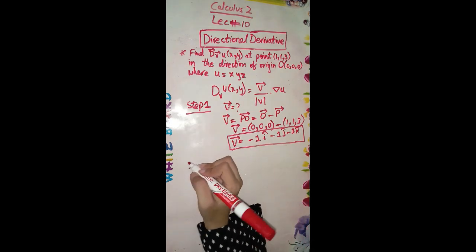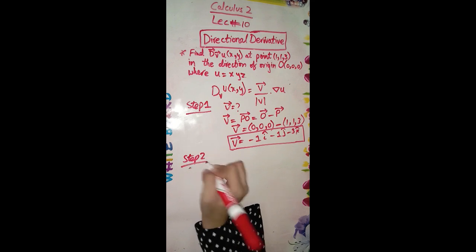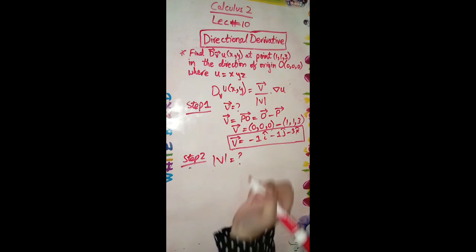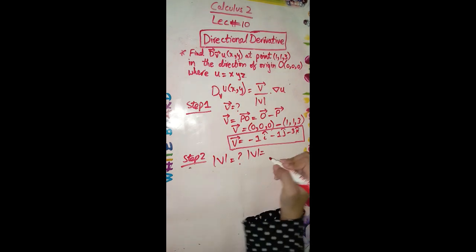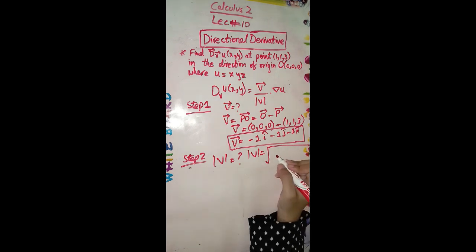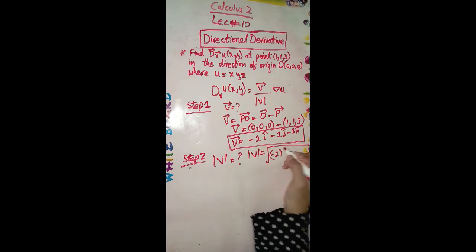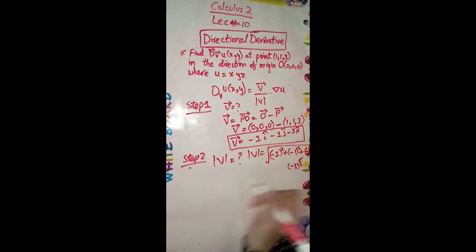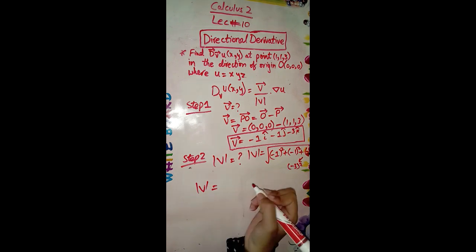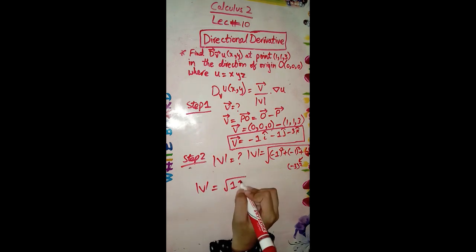Now we will find its determinant, that is our step 2. And we will follow the same method as we followed in the previous lecture. So the determinant of v is equal to under root the value of the i hat direction squared, plus the value of the j hat direction squared, and then the value of the k hat direction squared. So it will be under root 11.